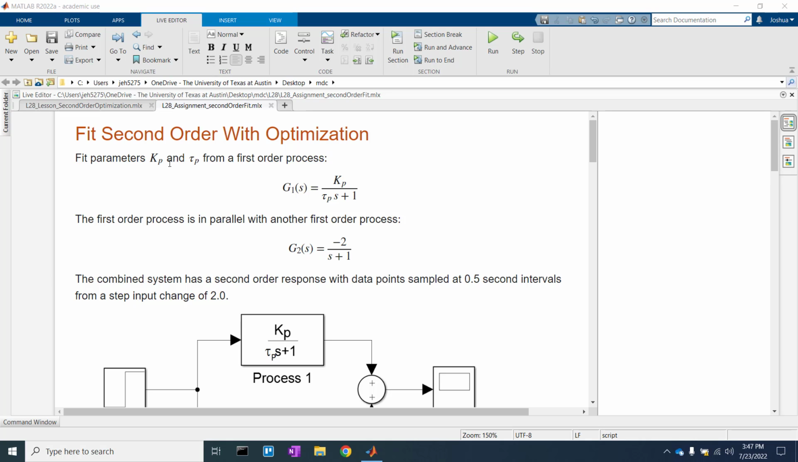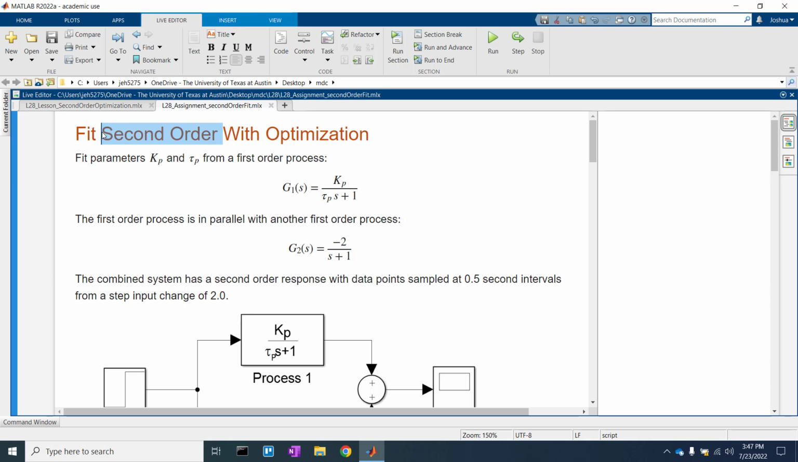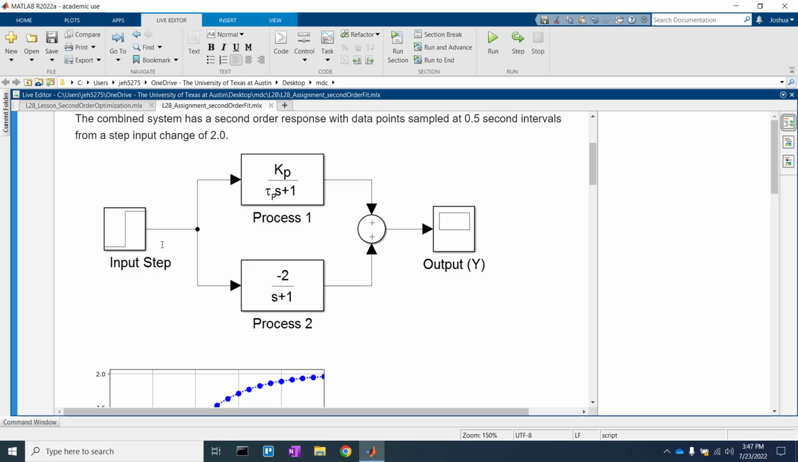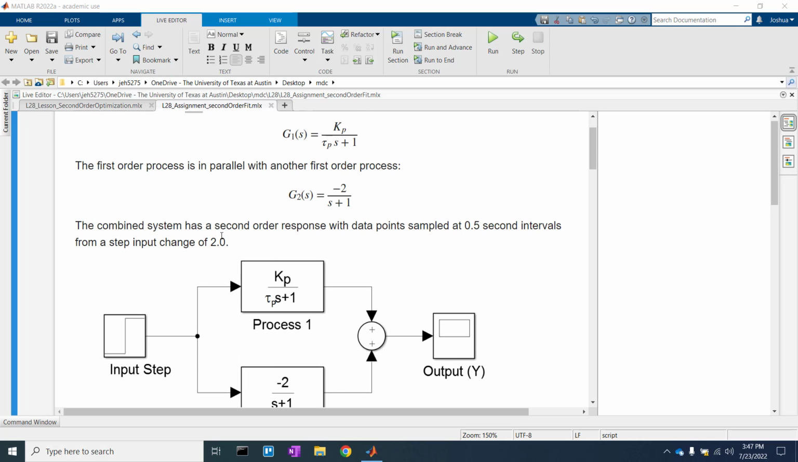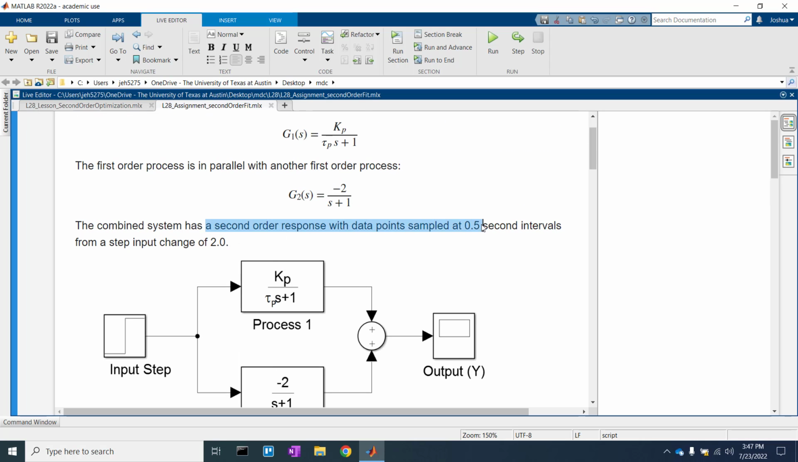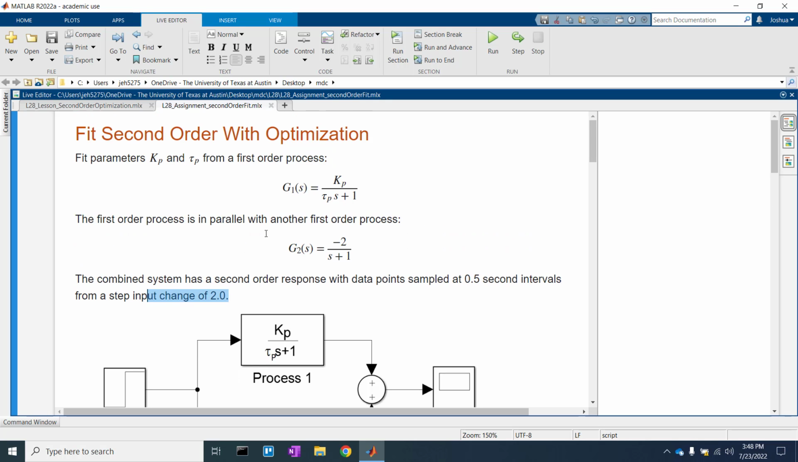In this exercise, we're going to look at fitting a second order plus dead time constant equation to some actual data. So we have fit parameters kp and tau p, and we have a parallel process going on here. As the process goes along, two processes happen, and both of those combine to form our output. We have a second order response with 0.05 second intervals and an input change of 2.